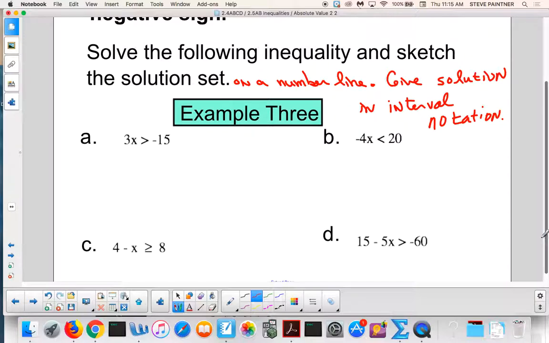Let's do the first one together, and then I'll just turn you loose on these three. Okay, Morgan, you should probably stay with me.